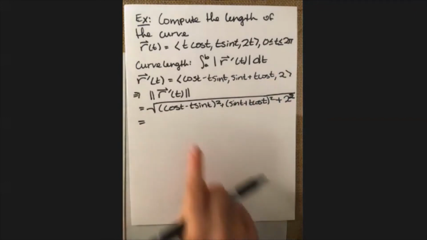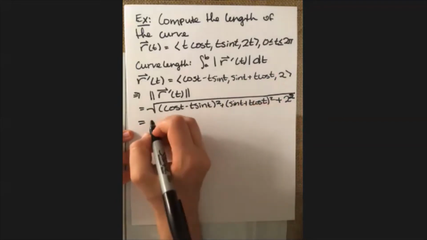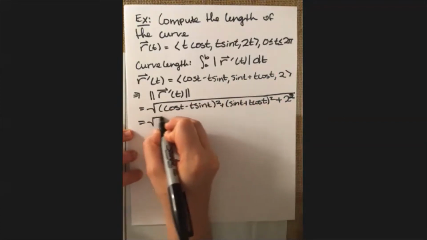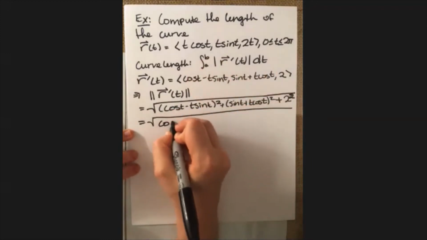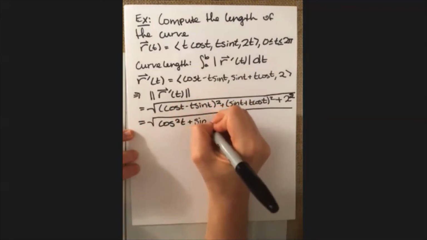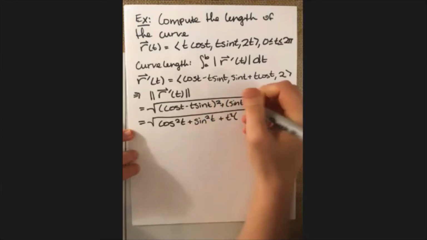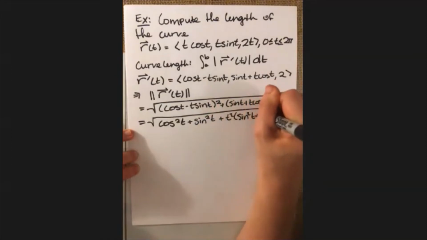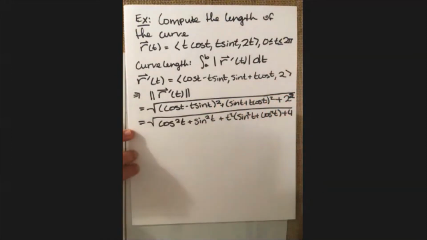So if you expand all of these two out, there's a lot of nice terms that cancel out, and I'm not going to necessarily show those details here, but the results that you get when you expand those out and cancel everything, you're going to get cosine squared t plus sine squared t plus t squared times sine squared t plus cosine squared t, and then plus 4 is from that 2 squared.